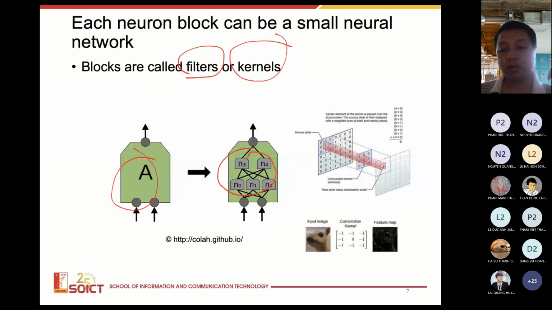And also we can use the kernel here to extract the contour of the image, right? Depending on the filter that we use, we can get different outputs produced for different objectives. Okay.